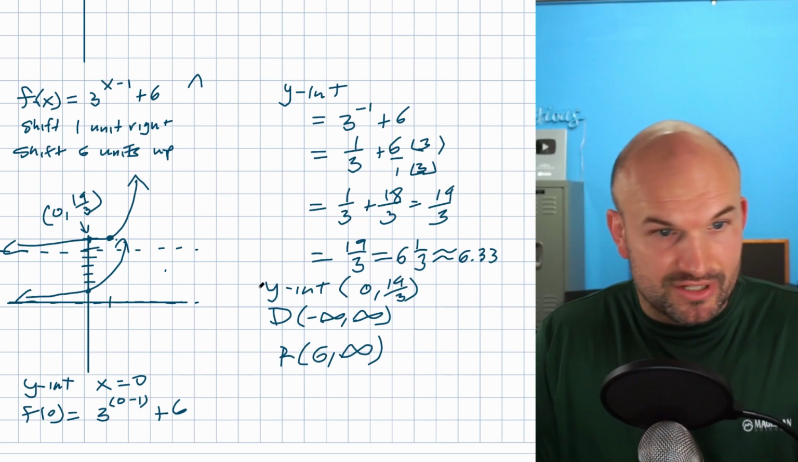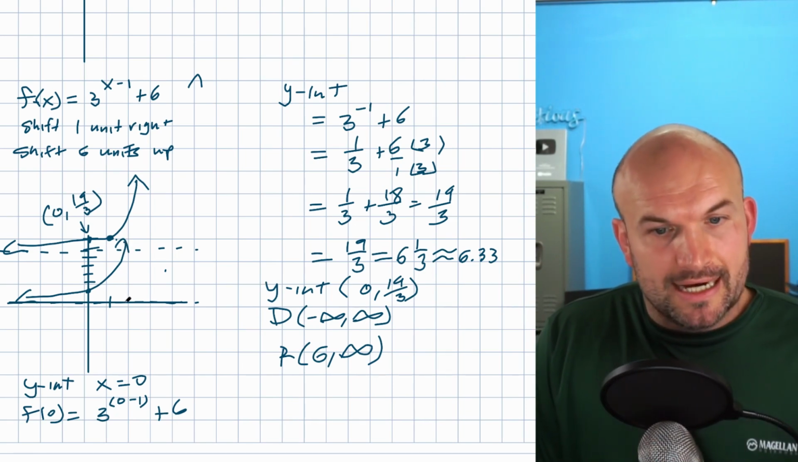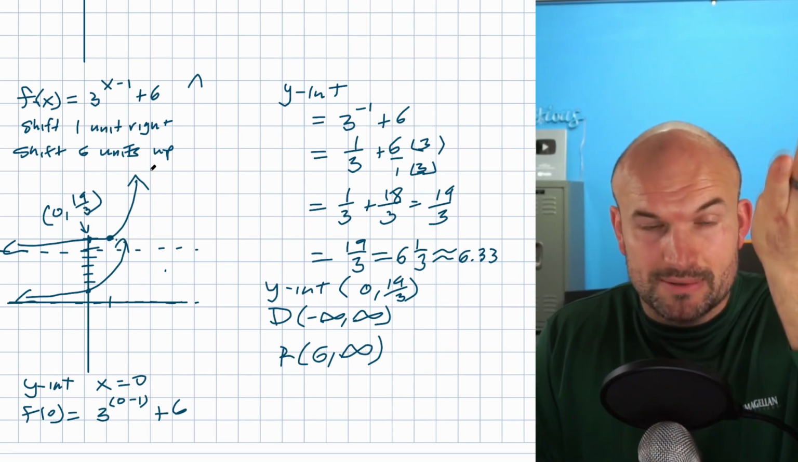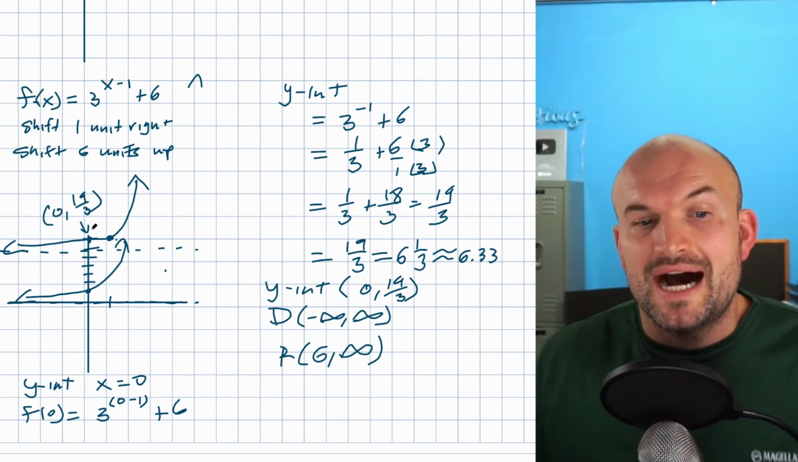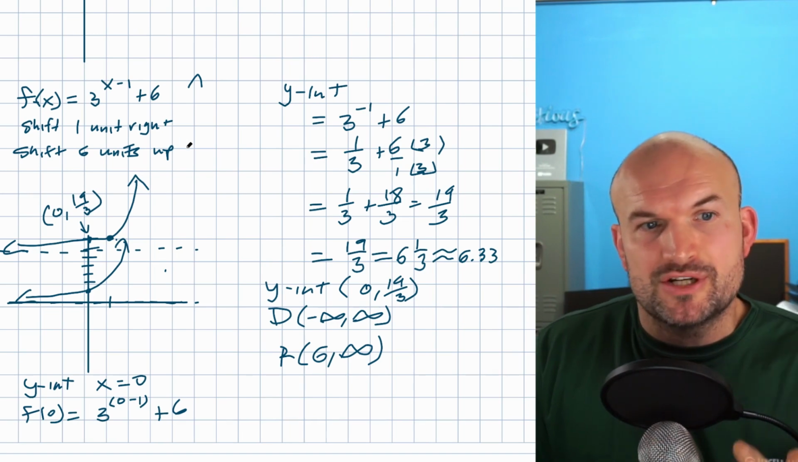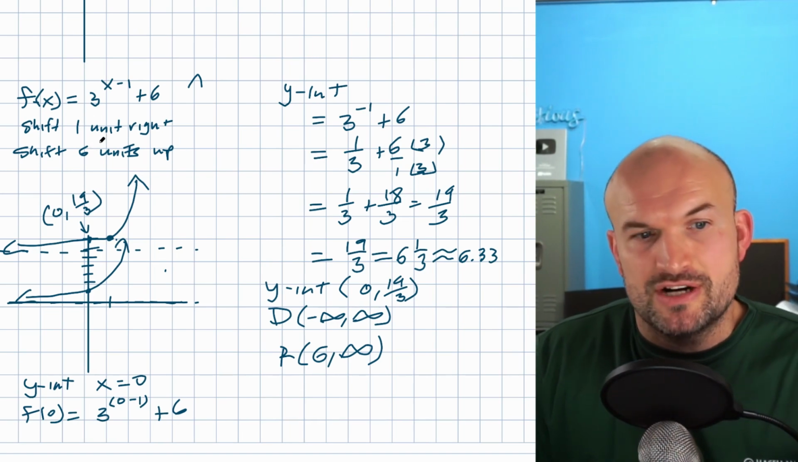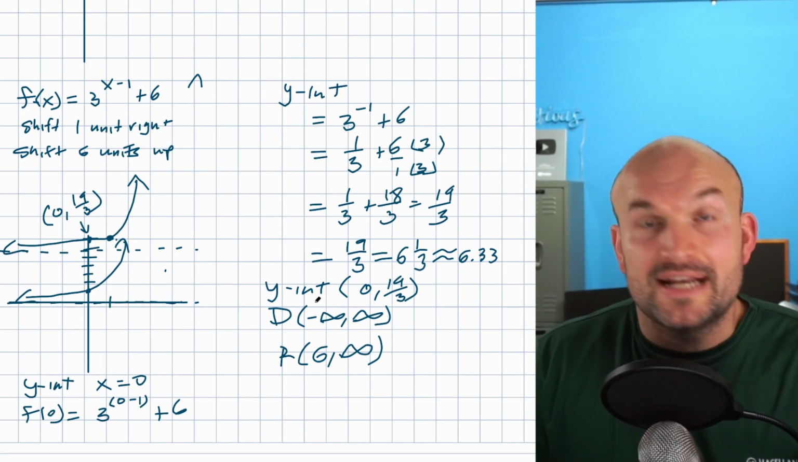So my domain and range, you can see now the graph is only going down as low as 6 here, and then it's going up to infinity, whereas the graph going from left to right is expanding from negative infinity to positive infinity. And there you go, guys. That's basically what I want you to be able to know for the graph: to be able to identify the transformations, identify the y-intercept, and identify the domain and range.